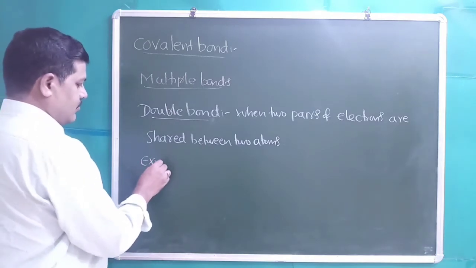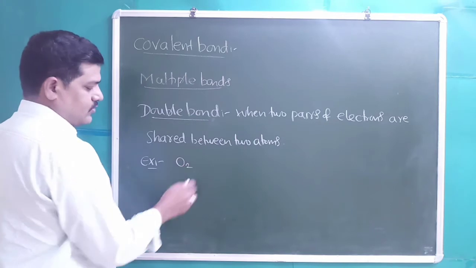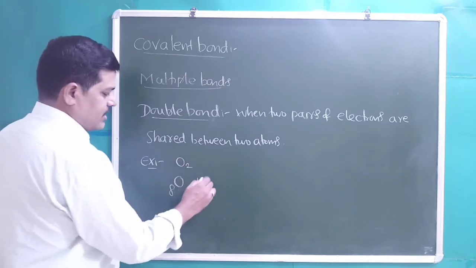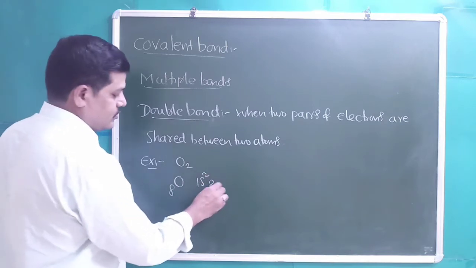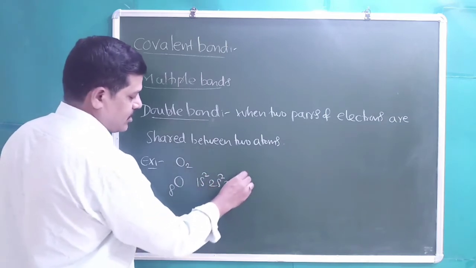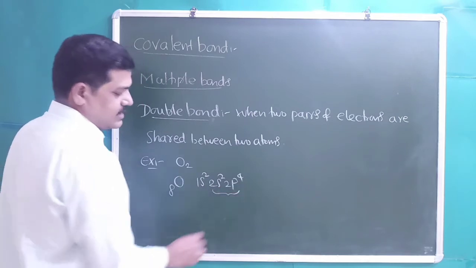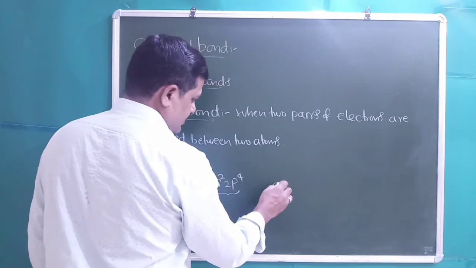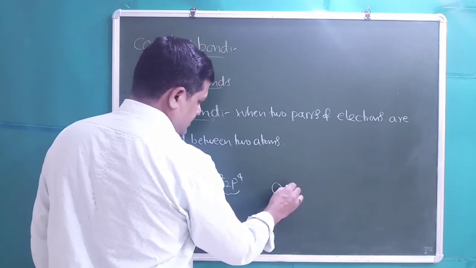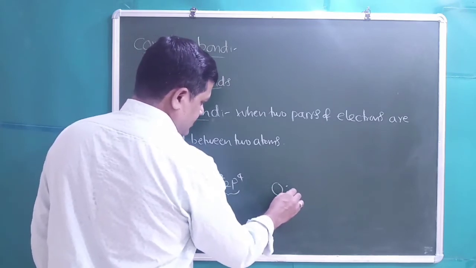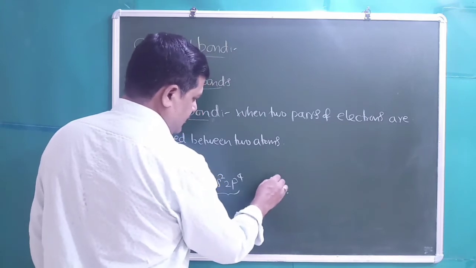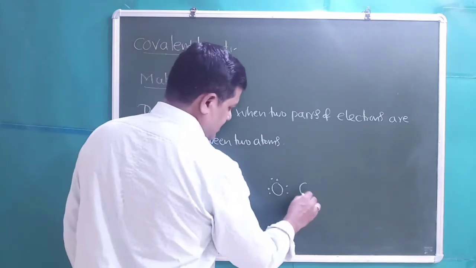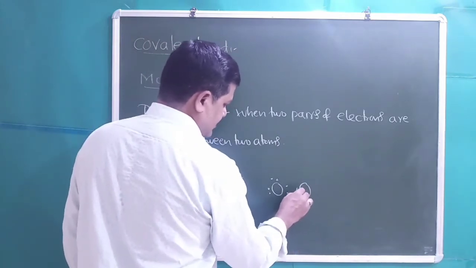For example, the O2 molecule. Oxygen atomic number is 8, electronic configuration 1s2, 2s2, 2p4. The outermost shell has 6 electrons, so we can represent those 6 electrons for oxygen as dots: 1, 2, 3, 4, 5, 6. Another oxygen also has 6 valence electrons.